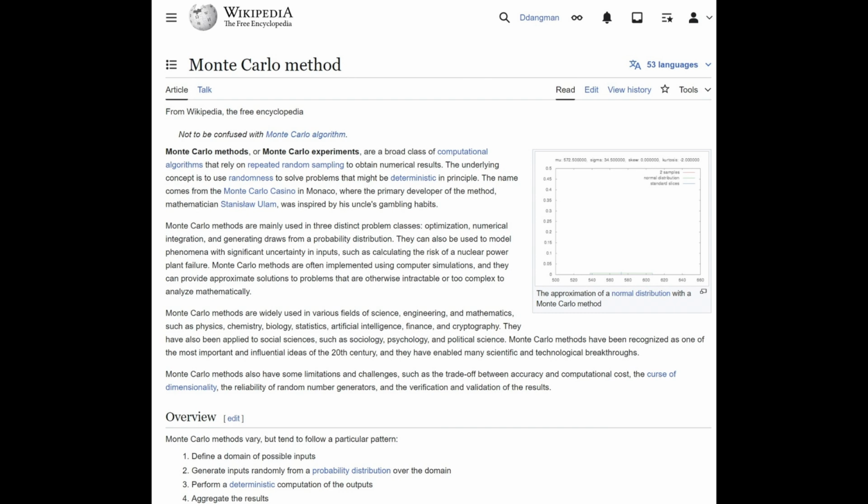Monte Carlo simulations work by modeling the probability of different outcomes in a process or system that cannot easily be predicted due to the intervention of random variables. It uses something called random sampling. Random sampling is used to generate multiple possible outcomes and calculate the average results.